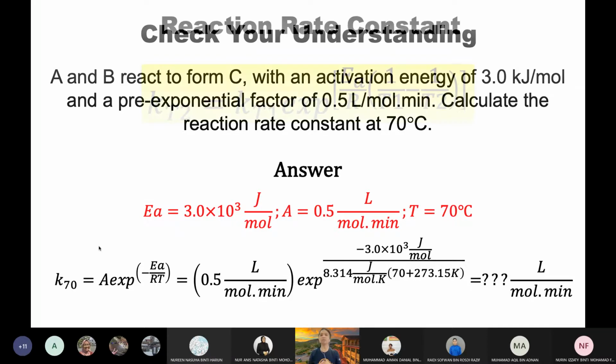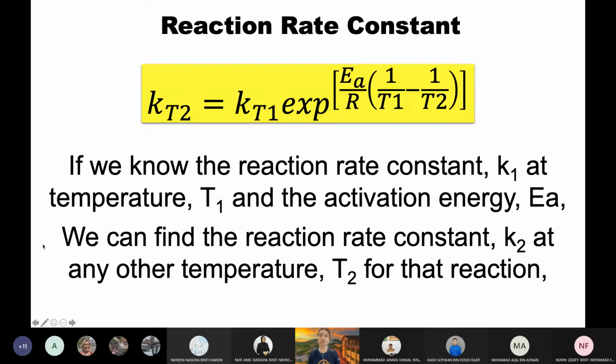Okay, you may use the second version of the equation. Sebab second version ni lebih senang sikit, lebih cepat sikit. Sebab dia dah tak perlu tahu A. Kalau setakat asalkan tahu K1, T1, T2 dan EA, activation energy, kamu dah boleh cari K pada suhu yang baru.